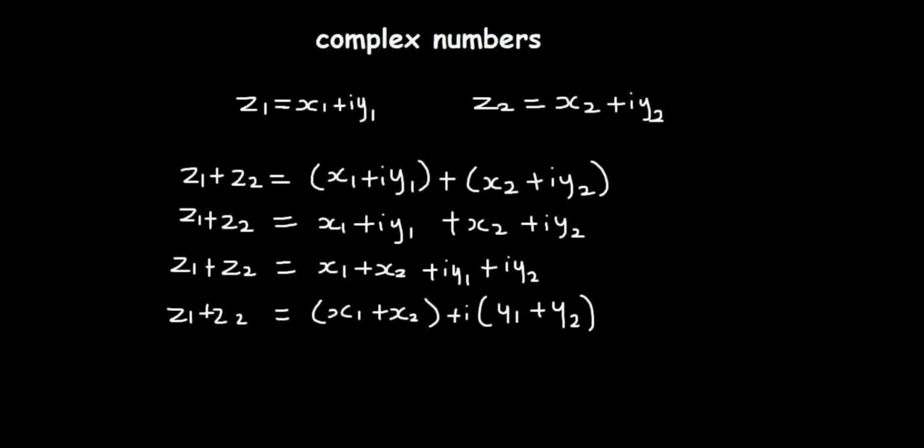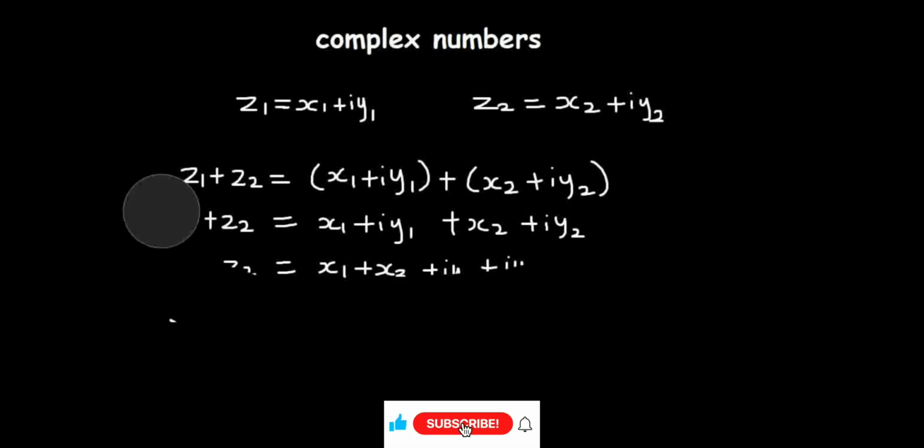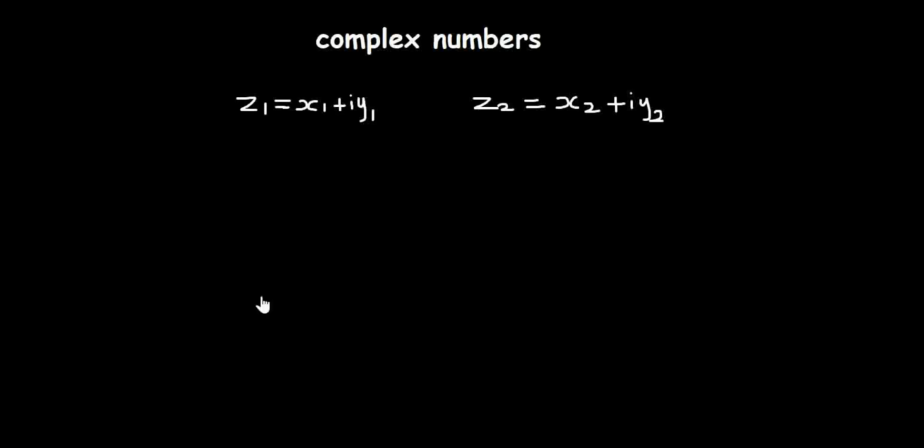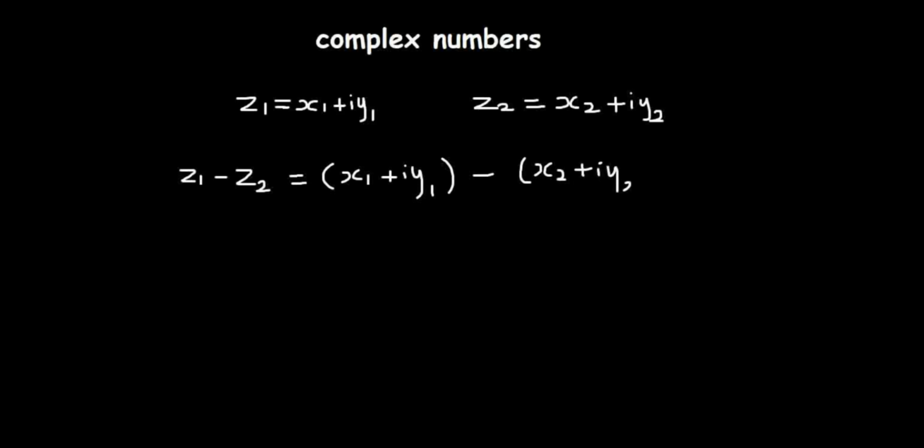So let's look at how to perform subtraction of complex numbers. To perform subtraction of complex numbers, let's look at how you are going to do it. So that is z1 minus z2. This will be equal to x1 plus iy1, minus x2 plus iy2.